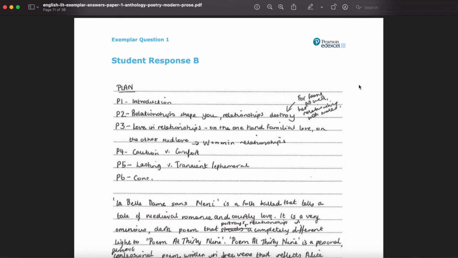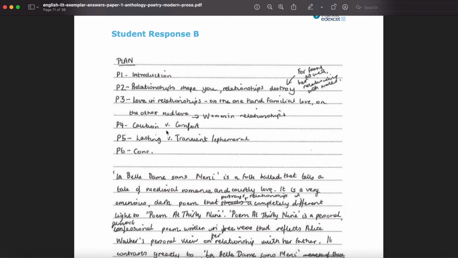So this is a 30 out of 30 answer, and right away you can see that this student has a plan here, which already tells you they've thought it out. They carefully planned what they're going to say in each paragraph. As you can see, paragraph 1, 2, 3, 4, 5, 6. So they know exactly what they're going to write. They're not going to get derailed or sidetracked. I mean, they're not going to ramble on about some unrelated topic. They'll stay focused because of their plan.